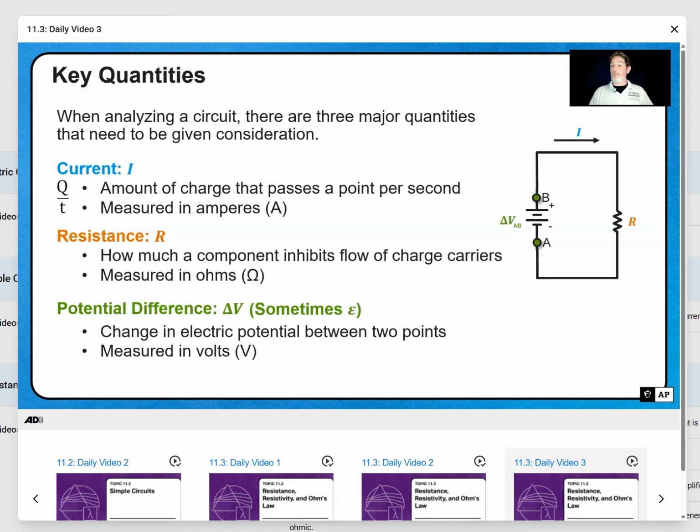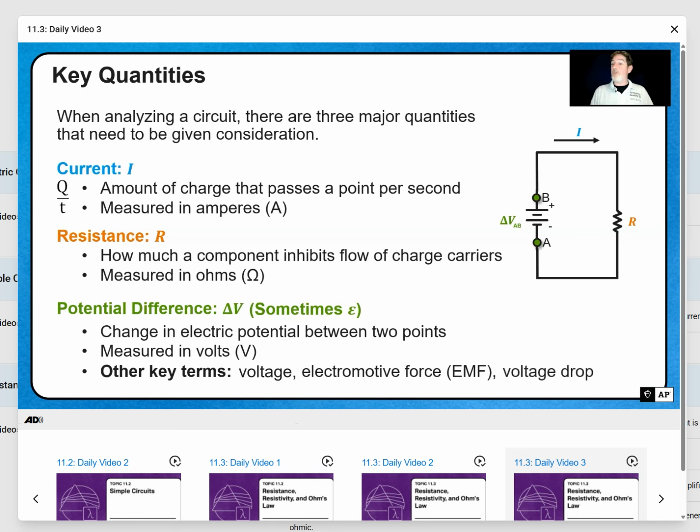We remember that this is between 2 points in the circuit. It could be across the battery, in which case we get the voltage of the battery. It could be across the resistor, in which case we get the change in electric potential as the current passes through the resistor. There are some other synonyms that will plug into Ohm's law very similarly. You may see voltage. You may see electromotive force, which also tells us the change in potential. Or you may see voltage drop. All of these terms refer to the same thing, the change in potential across 2 points within a circuit.